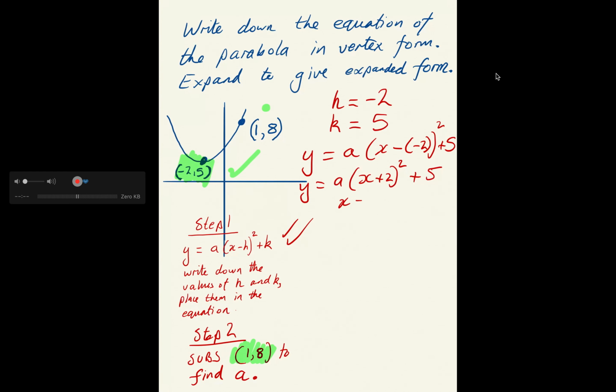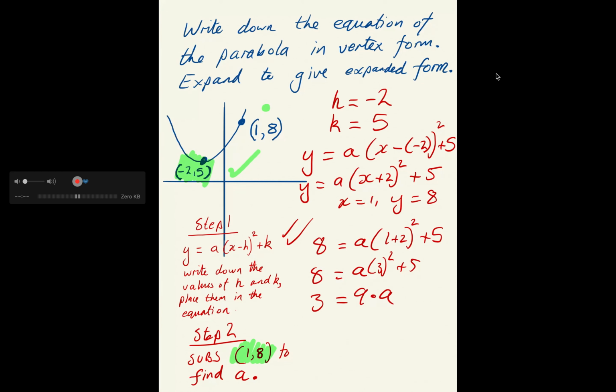So when x equals 1, y equals 8, substitute in: 8 equals a times (1 plus 2) squared plus 5. 8 equals a times (1 plus 2 is 3) squared plus 5. I'm going to subtract 5 from both sides, so 8 minus 5 is 3 here, and then the 3 squared is 9, so therefore a is equal to 1/3, and my model is y equals 1/3 (x plus 2) squared plus 5. Let's do one final thing.